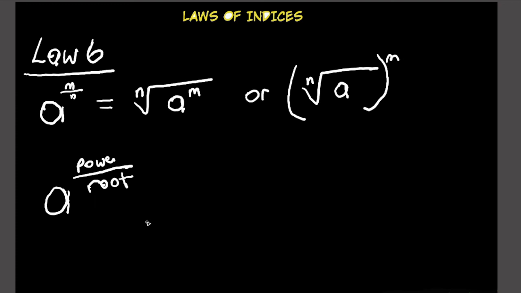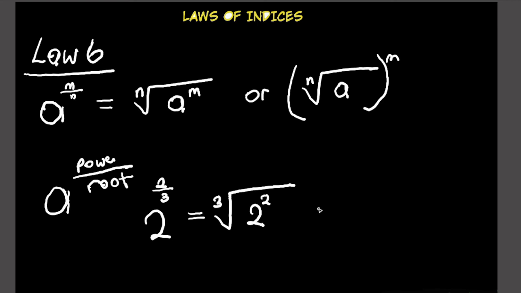Let's see. If we had 2 raised to the power of 2/3, it would be equal to finding the cube root of 2 raised to the power of 2, or we could find the cube root of 2 and then raise it to the power of 2. Pretty simple, easy enough to understand. So when we're working with indices, we just have to remember these 6 laws of indices, and the problems that we're solving will be easier.